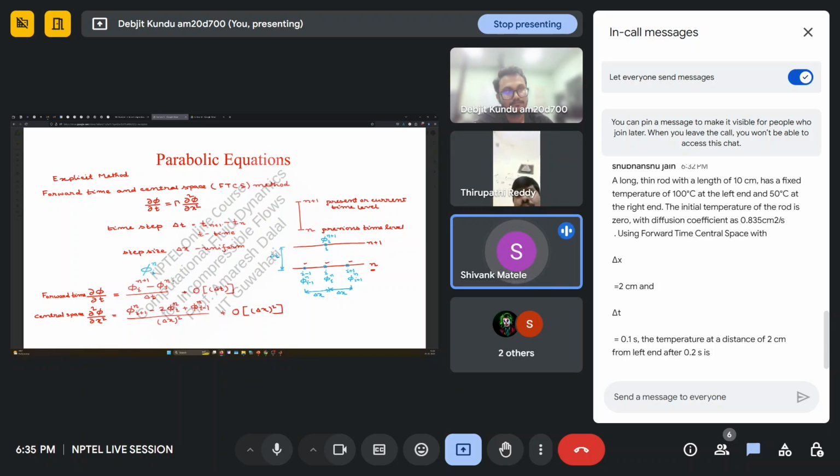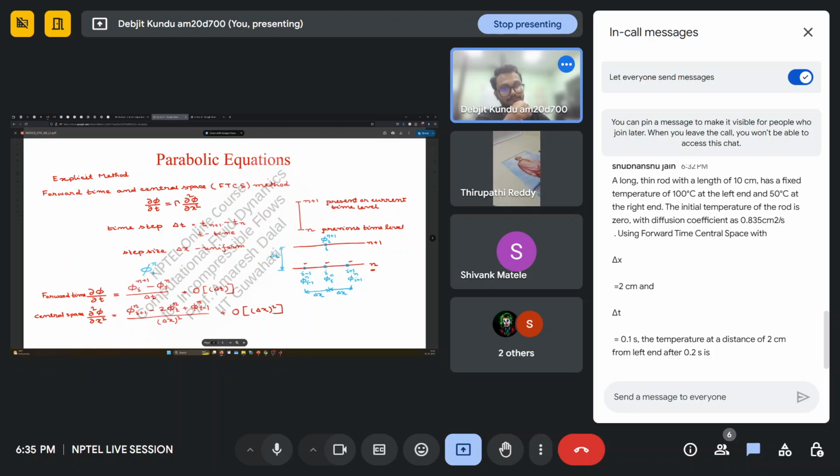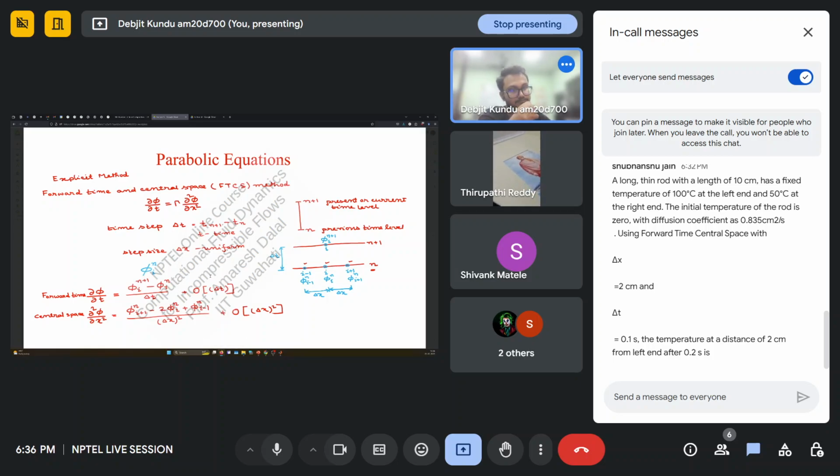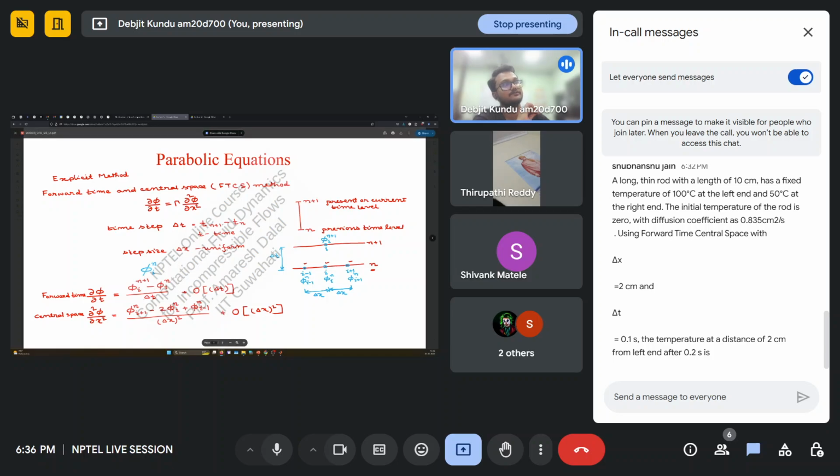No, but here n plus 1 is assumed to be the current time level, and n is the previous. The unknown one is n plus 1, and all the known ones are n. So you're trying to find out what the value of phi I at n plus 1 would be. That's the unknown that you're solving for. All the values at n are already known. Those are from the previous time step.